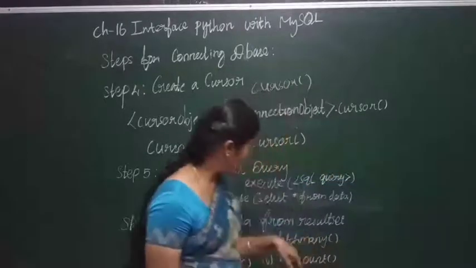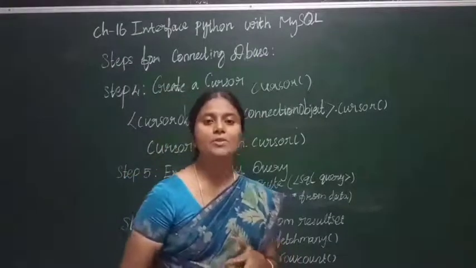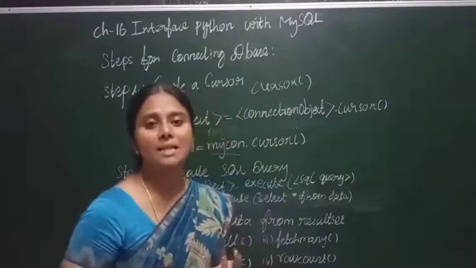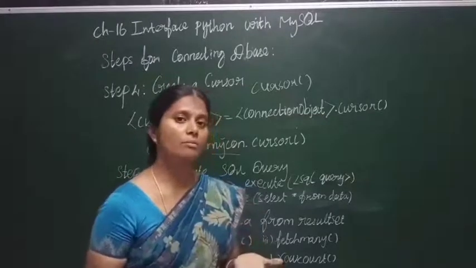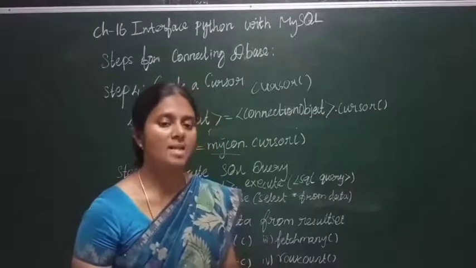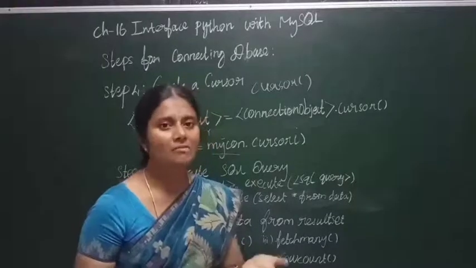Okay. The next one is fetch many. The fetch many function is used to fetch multiple records in a database. If there are no more records in the database, it will return none value. It will not fetch the value.